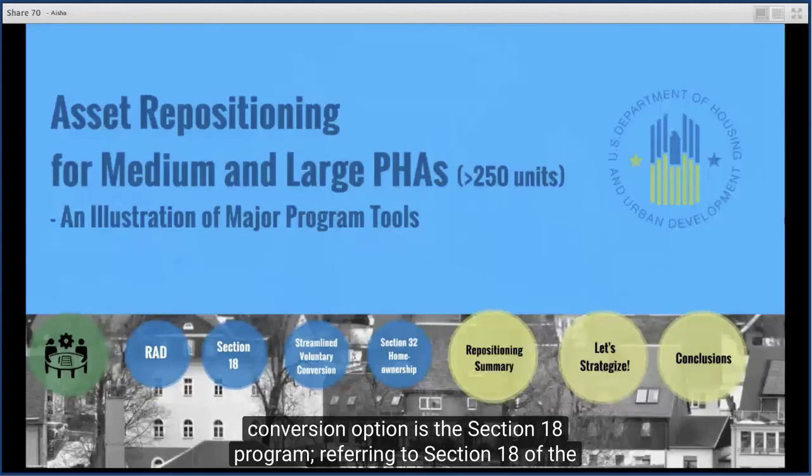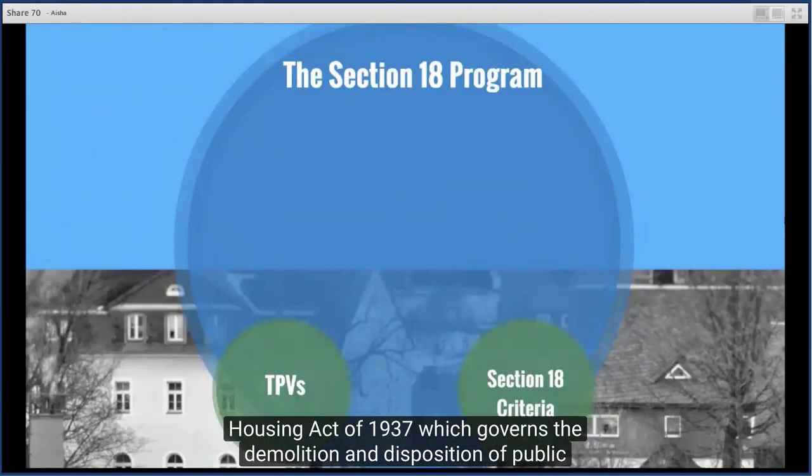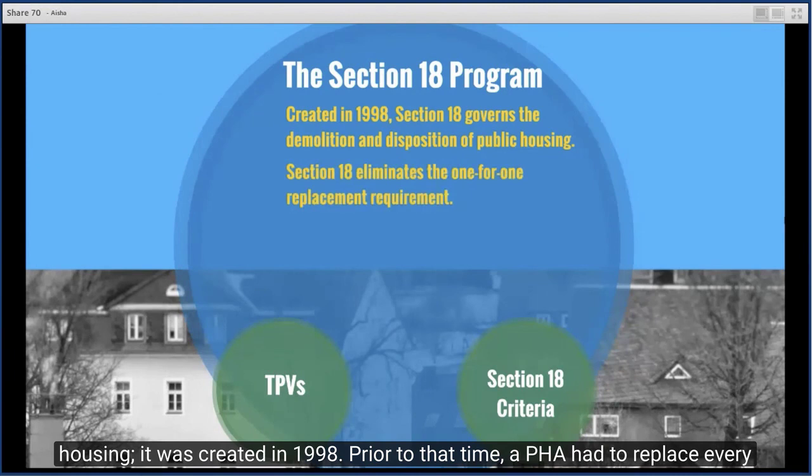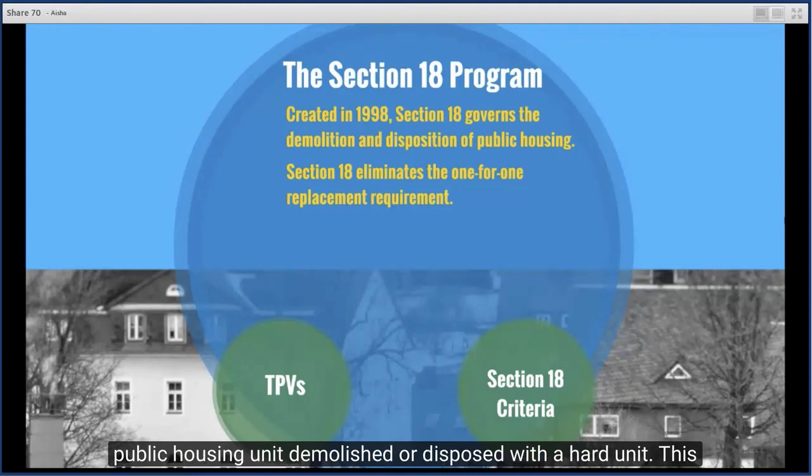The next conversion option is the Section 18 program, referring to Section 18 of the Housing Act of 1937, which governs the demolition and disposition of public housing. It was created in 1998. Prior to that time, a PHA had to replace every public housing unit demolished or disposed with a hard unit.